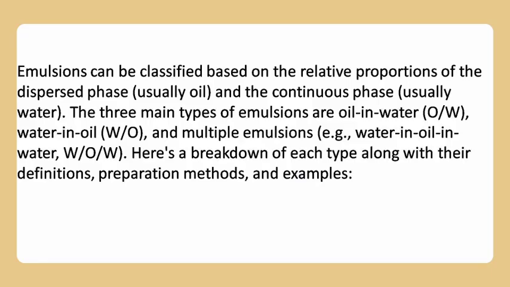Now the classification of emulsion. Emulsions can be classified based on the relative proportions of the dispersed phase, usually oil, and the continuous phase, usually water. The three main types of emulsions are oil in water, water in oil and multiple emulsions, example, water in oil in water. Here is a breakdown of each type along with their definitions, preparation methods, and examples.